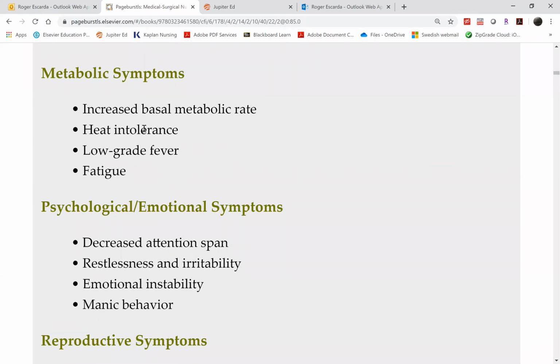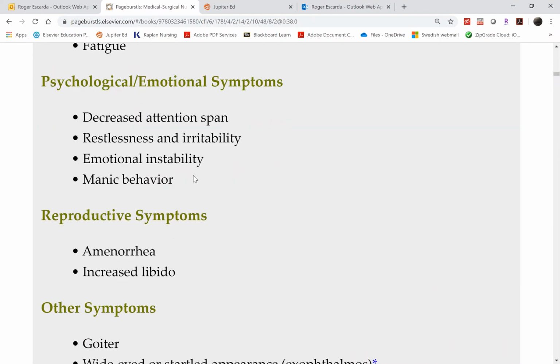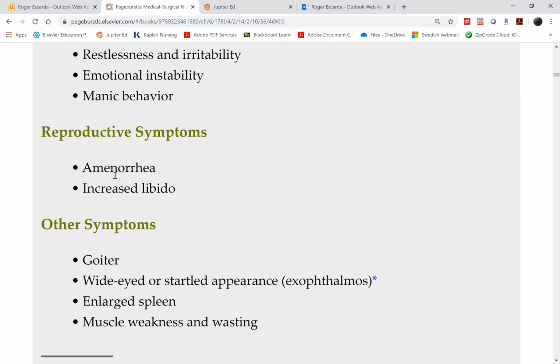Because of the increased metabolic rate, the patient will have heat intolerance and always have a low-grade fever. But again, because the patient is in a negative nitrogen balance, fatigue will result. Psychological: the patient will have emotional instability, so they go from one extreme to the next. Reproductive changes will be amenorrhea and increased libido, but they may not be able to conceive because of the amenorrhea.